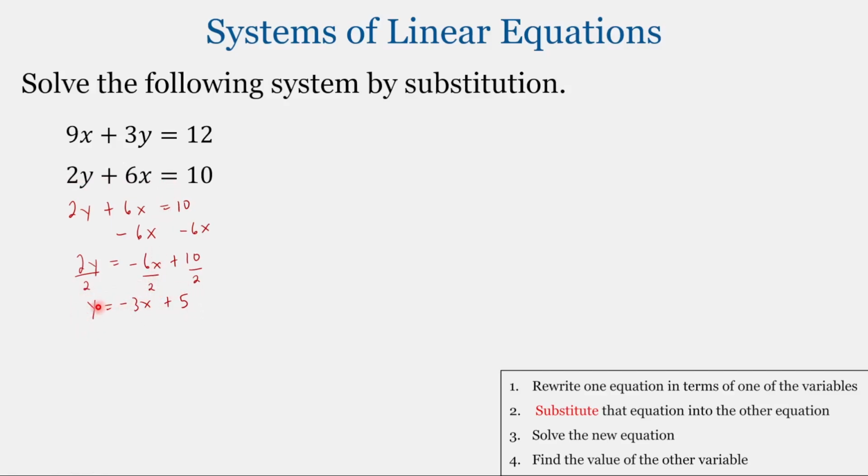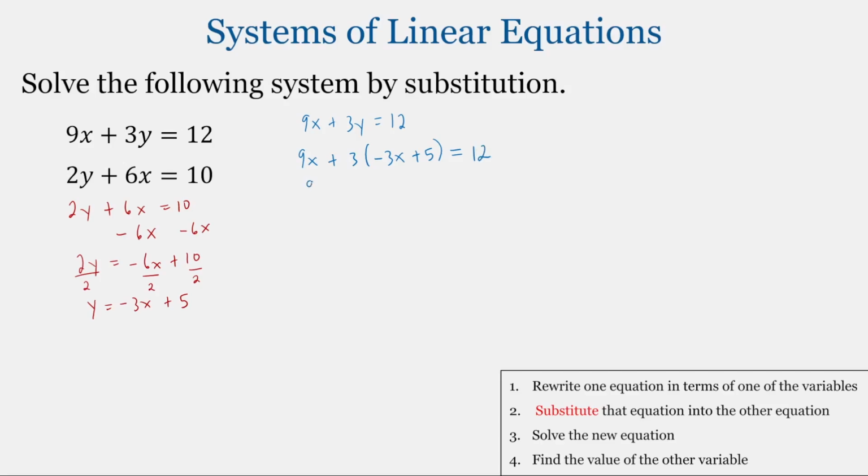So now we're going to substitute this second equation back into the first equation. So we have 9x plus 3y equal to 12. So 9x plus 3 times the quantity, negative 3x plus 5. And always rewrite this substitution step. Don't try to do this in your head.